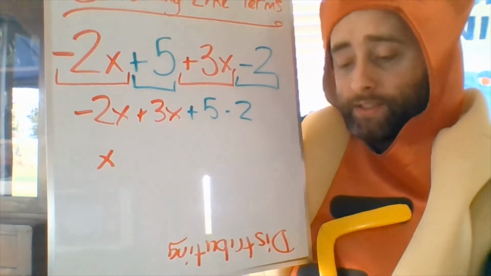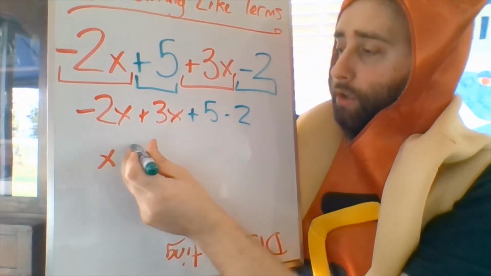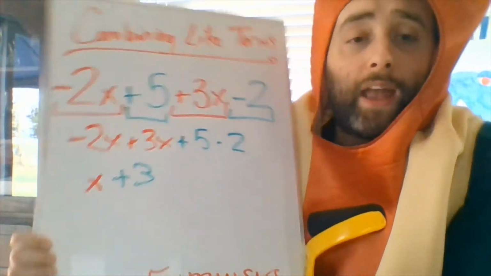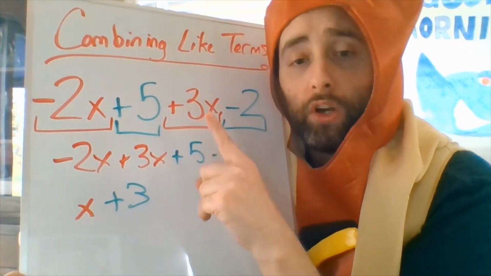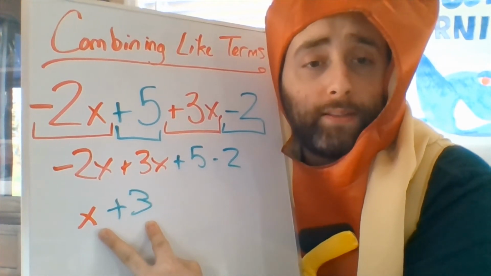Now over here I got 5 minus 2. 5 minus 2 is positive 3. Very good. So it'd be x plus 3. And that is my simplified expression. I've taken these 4 terms and I've worked it down to 2. I cannot combine after this because I don't know what x is.